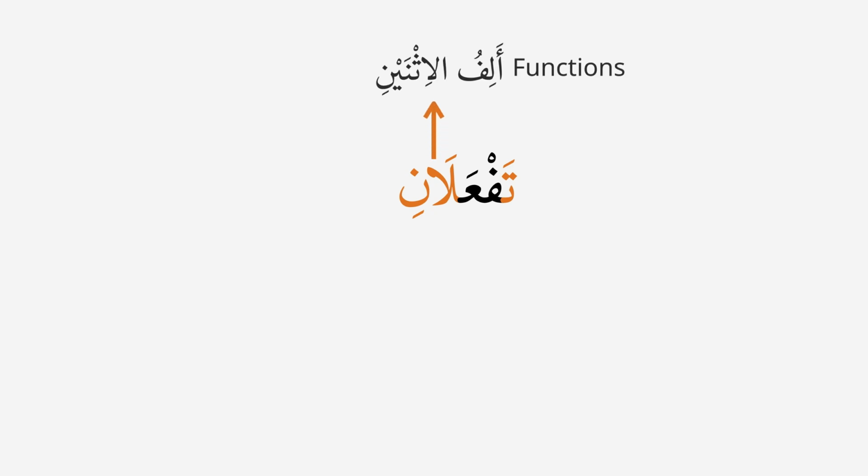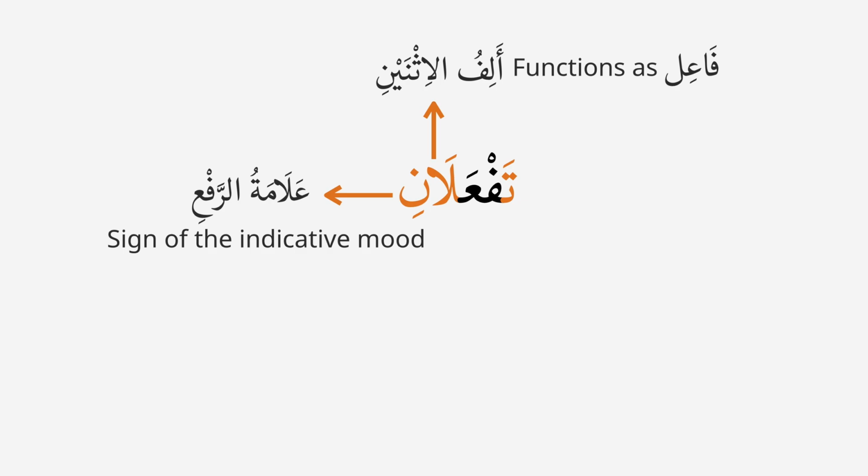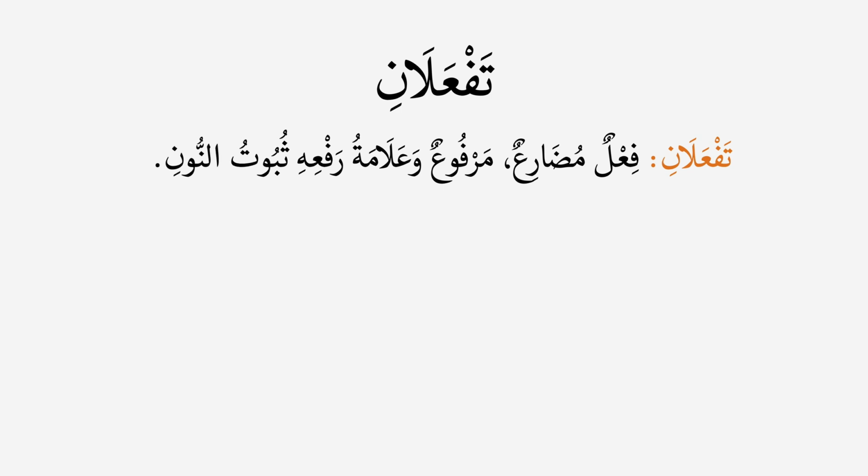Next is تفعلان. Again, apart from حرف المضارعة in the beginning, we have ألف الاثنين, which functions as فاعل. And the letter noon is علامة الرفع, that is the sign of the indicative mood. So the i'rab says تفعلان فعل مضارع مرفوع وعلامة رفعه ثبوت النون.